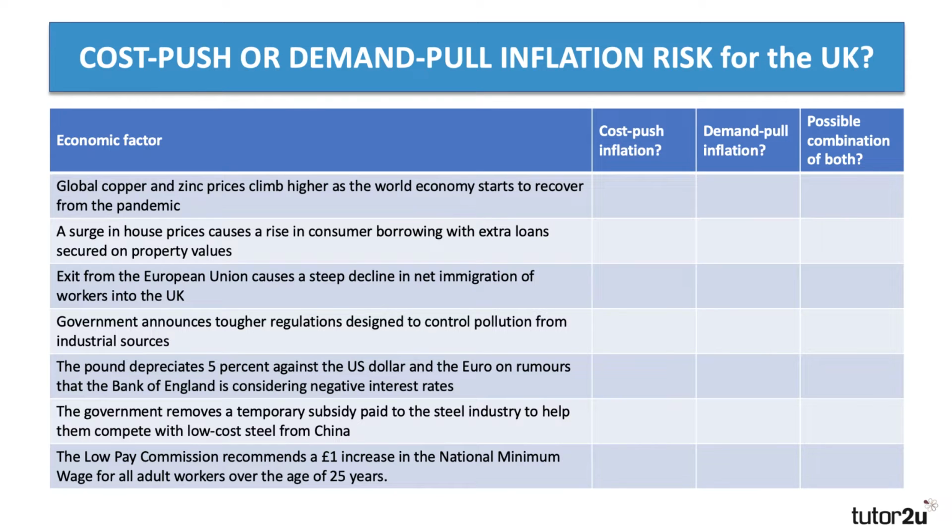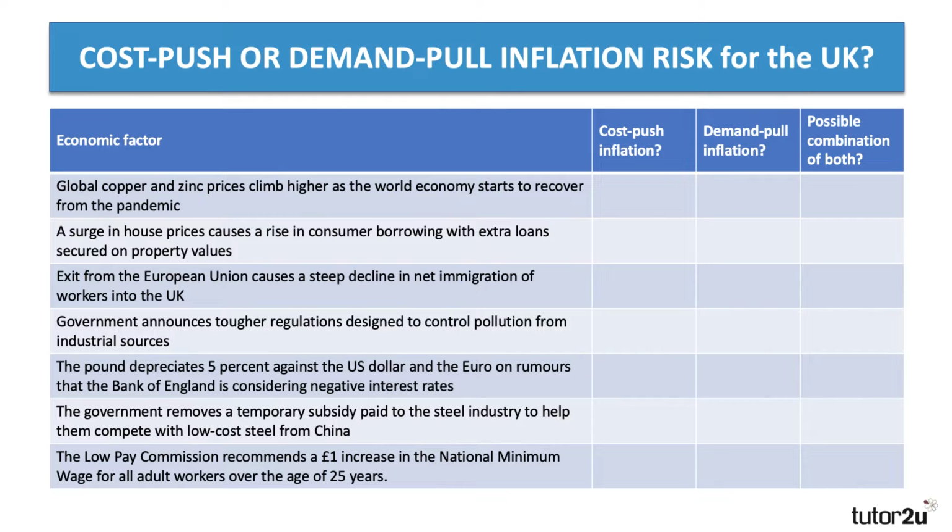So here we go. I've put together 7 economic scenarios, economic factors, and it might be worthwhile if you're working through this for your notes to take a quick screenshot, copy and paste into your online notes perhaps, or press the pause button and have a think about whether it's likely to be cost push or demand pull inflation, or conceivably a combination of both. So here are the 7 economic factors. What cause of inflation do you think is most likely to happen as a result of this? So let's take the first one.